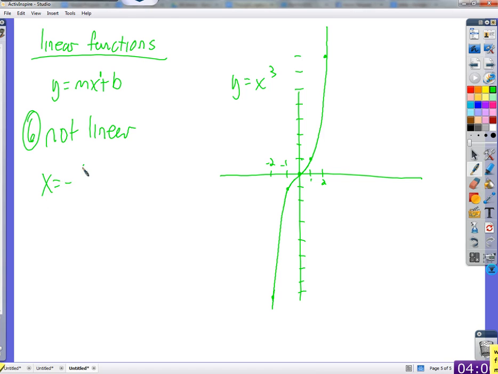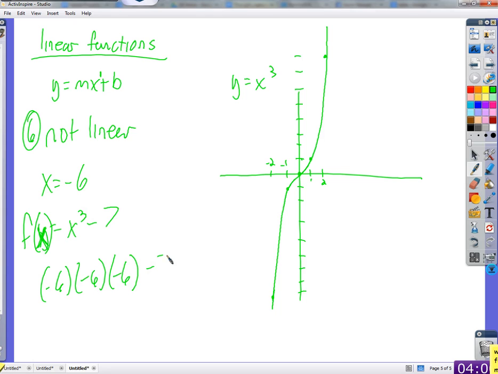If x is equal to negative 6, we put that into the function, f of x equals x cubed minus 7. So we cube negative 6. Negative 6 times negative 6 times negative 6 minus 7. That's negative 216 minus 7. That's negative 223. There's what you get. That's the output for negative 6.